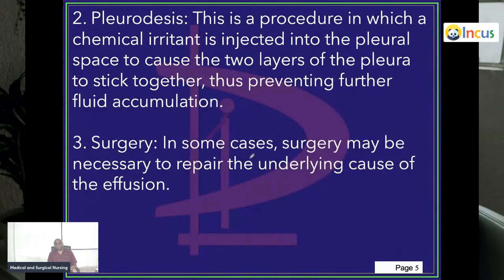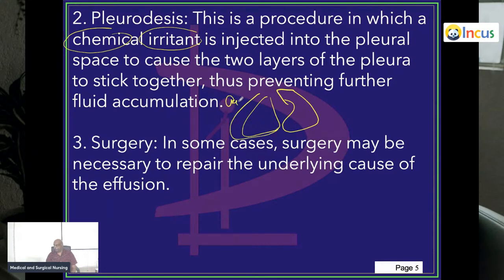And what is pleurodesis? In this a chemical irritant is injected into the pleural cavity. So typically you have the lungs. Around the lung there is a parietal pleura. Attached to the lung there is a visceral pleura. Between them there is a potential space. Whenever that is filled with air, you call pneumothorax. Whenever it is filled with blood, you call hemothorax.